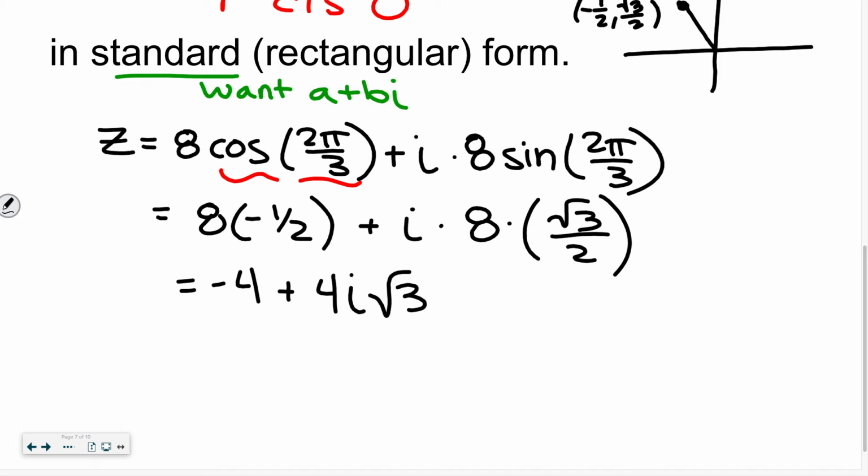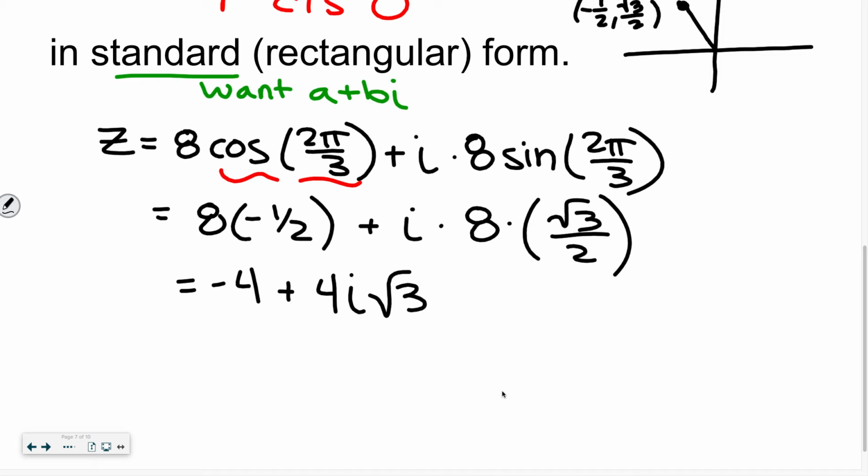The other way to do it is to go back to, I think Emma started us, finding a and b. a is r cosine theta. b is r sine theta. So you could break it up and just say r is 8, theta is 2 pi over 3. Do those separately and then plug them into a plus bi. But it's essentially the same thing as expanding. Any questions for me?